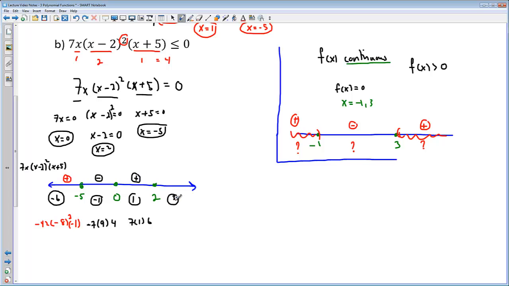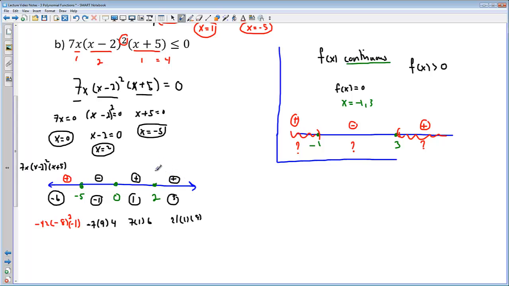And then I'm going to plug in 3. If you plug in 3, that's a 21. And then 3 minus 2, and you're squaring it, is 1 squared, so that's just a 1. And then 3 plus 5 is 8. And so again, these are all positive, so when you multiply together, you get a positive number.